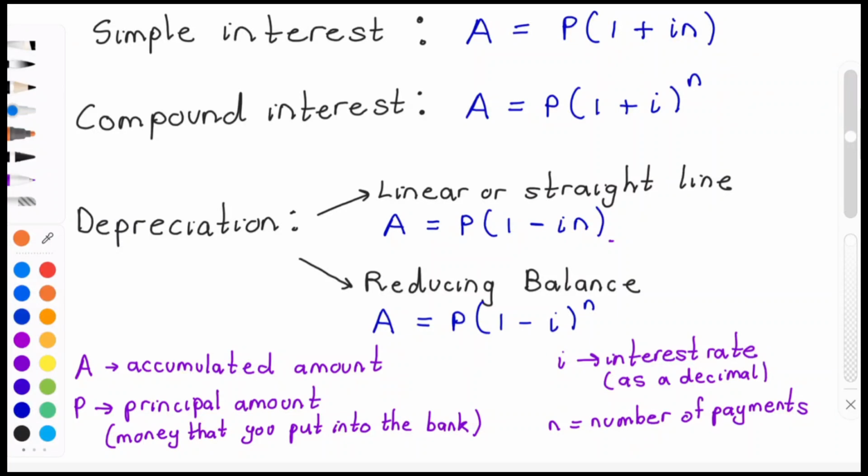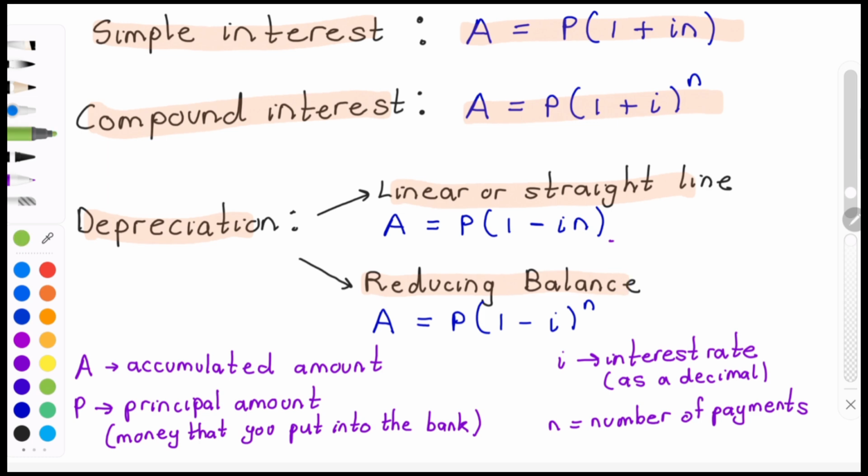First, let's go over some very important terminology. Firstly, we have simple interest, and the formula is this one right here. And then we have compound interest, and this is the formula. And then we have depreciation. Now, there are two types of depreciation. We have linear or straight line, or reducing balance.